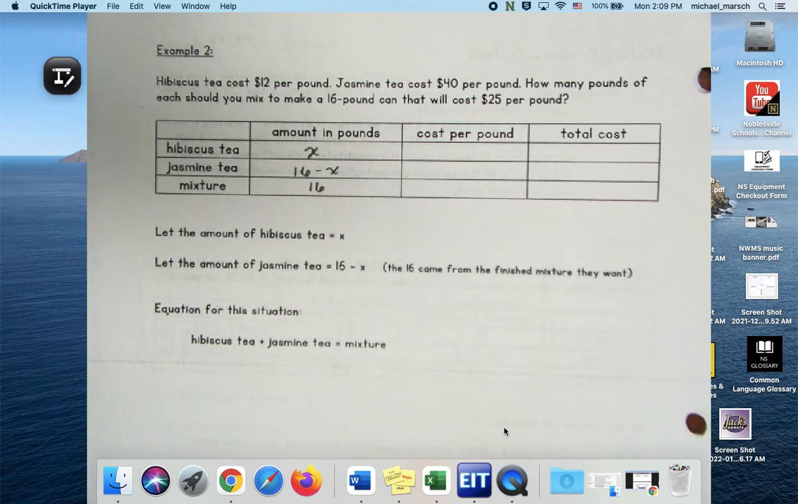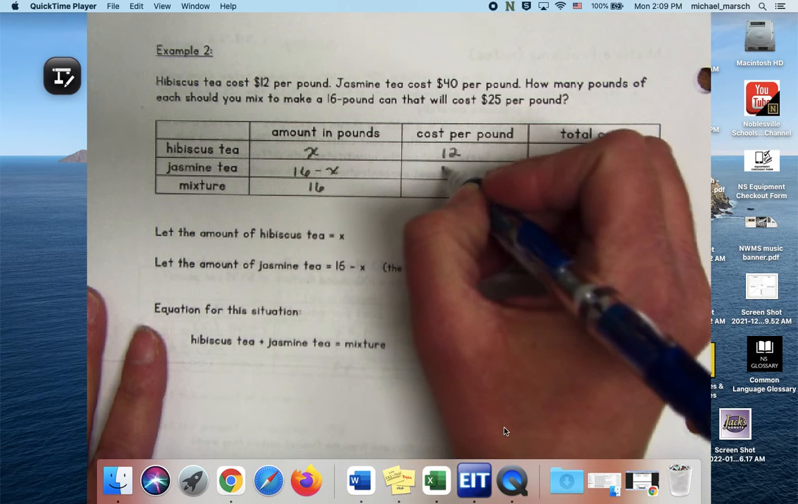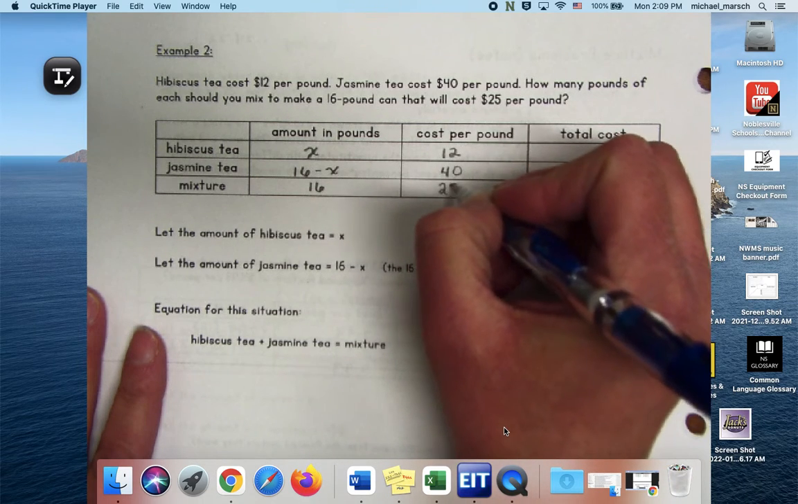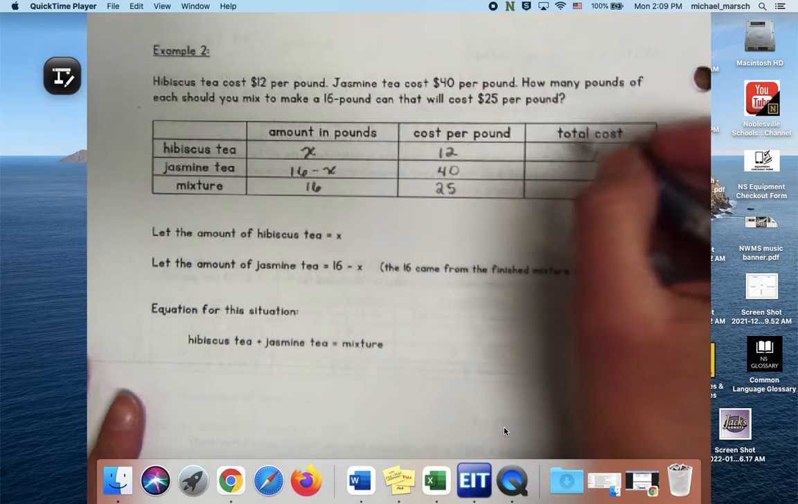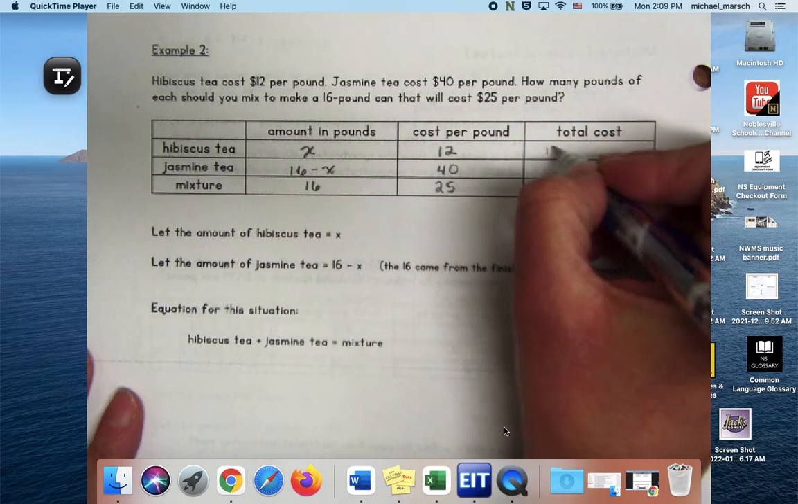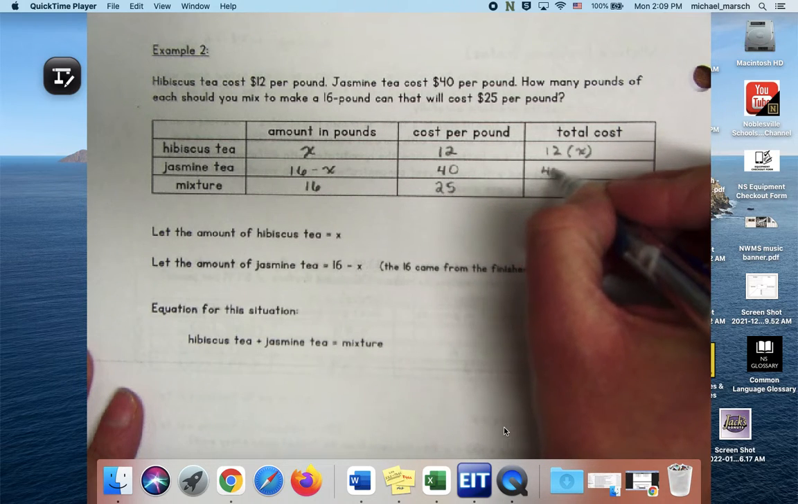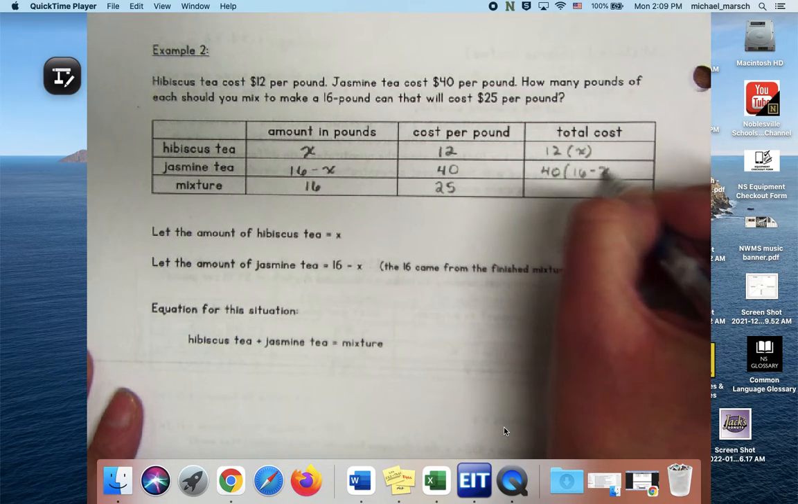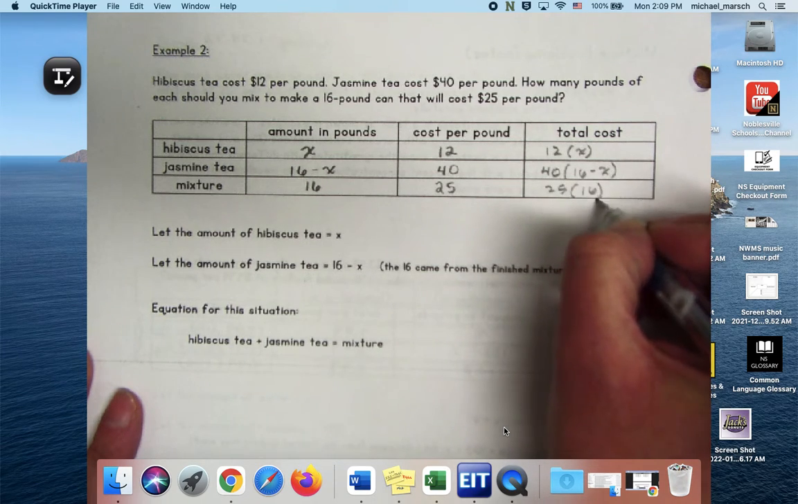Cost per pound of the hibiscus, $12. Jasmine is 40, and we want our mixture to be 25. And then our total, when we multiply across, is 12 times x, 40 times 16 minus x, and 25 times 16.